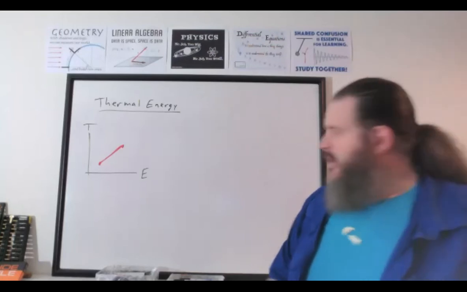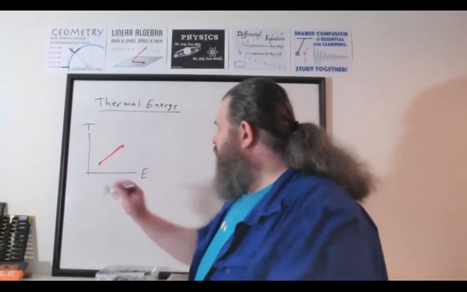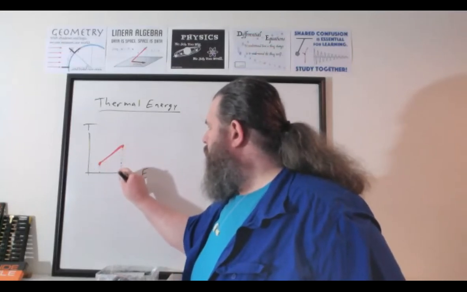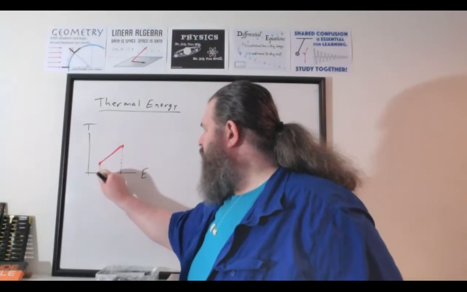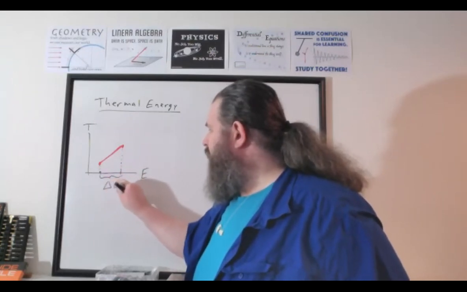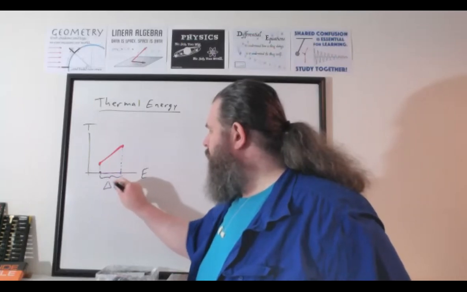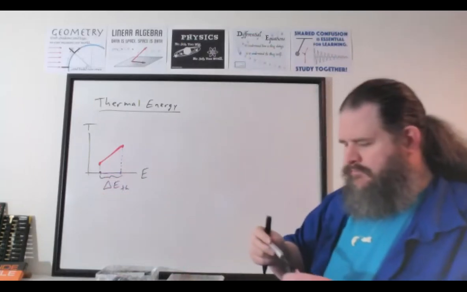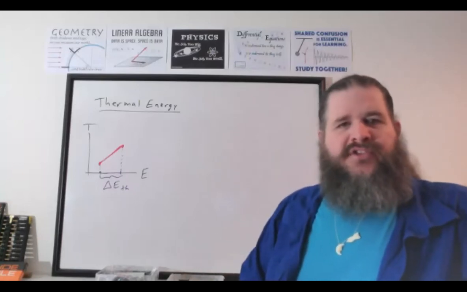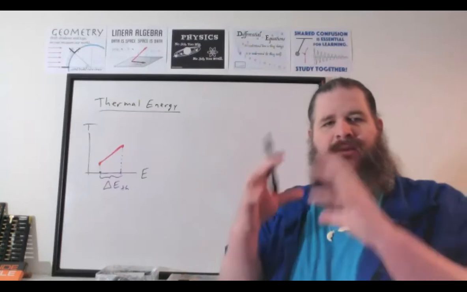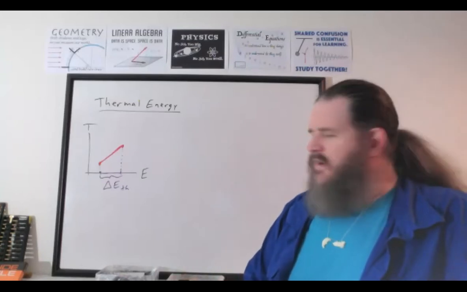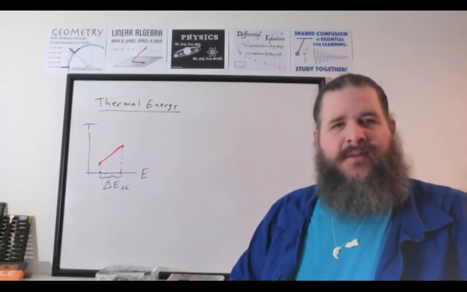And that means that if you want to change the temperature, you have to add this energy. And that amount of energy, that change in energy, would be called the change in thermal energy, delta E thermal. And what determines how much energy you have to add? Like if you just got some object and you want to raise its temperature, what is going to influence how much energy it takes to raise its temperature?